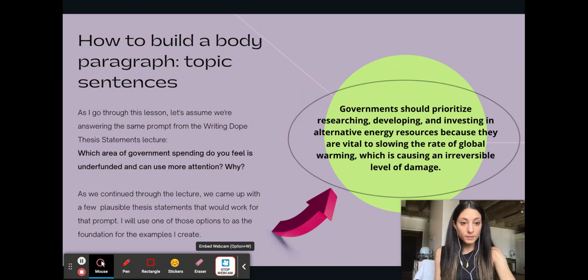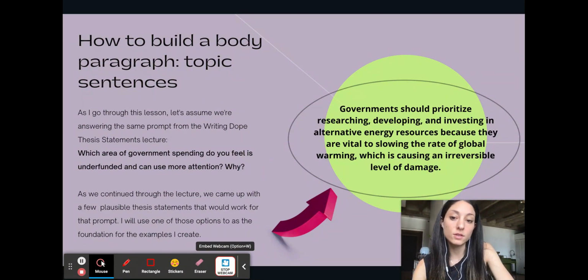So the prompt that we pulled together in the Writing Dope Thesis Statements lecture is, what area of government spending do you feel is underfunded and can use more attention, and why? As we continued through the lecture, we came up with a few plausible thesis statements that would work for that prompt. I'll use one of those options as the foundation for the examples I create.